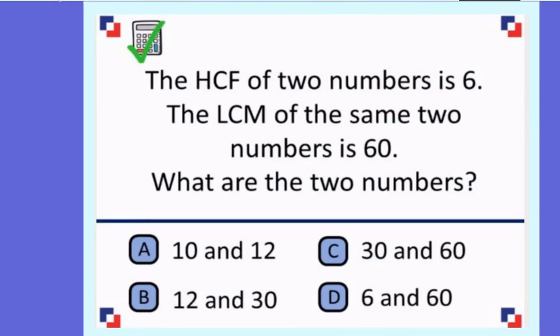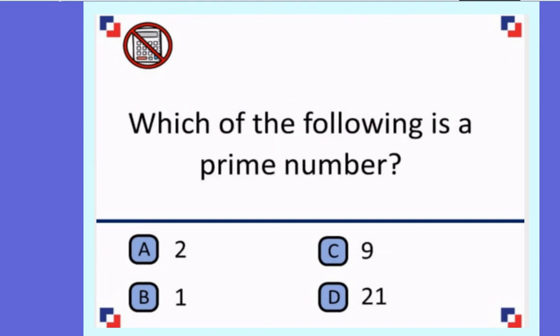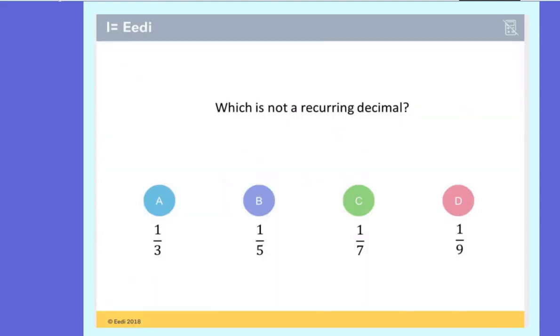The highest common factor of two numbers is 6. The lowest common multiple of the same two numbers is 60. What are the two numbers, A, B, C or D? Question number 2. Can you find the highest common factor of 12 and 15 for me? Question number 3. Which of the following is a prime number? Question number 4. Which of the following is not a recurring decimal?